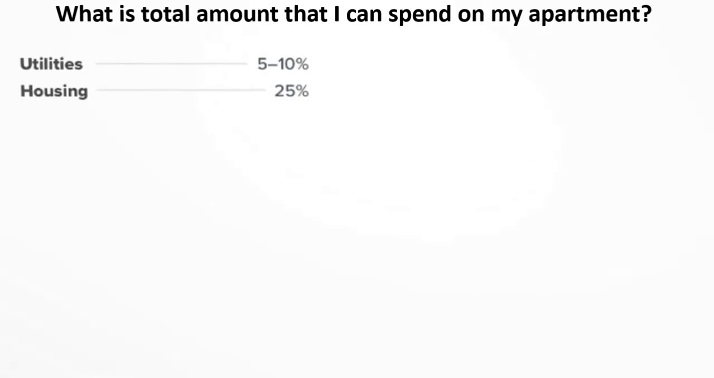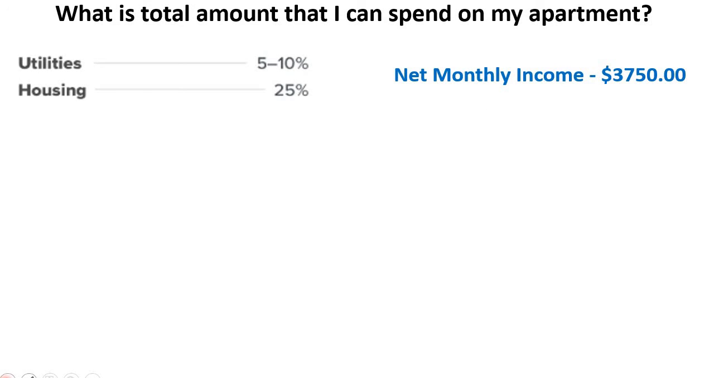So let's do a few of these. There's the net monthly income, $3,750. So let's start with the rent. First off, what's the math problem that we're going to use to get this answer?